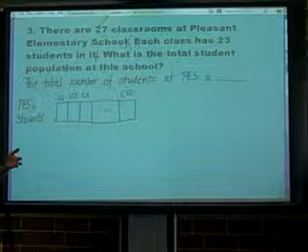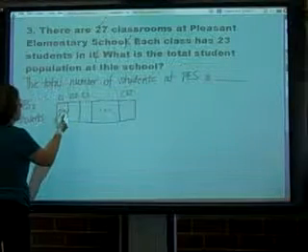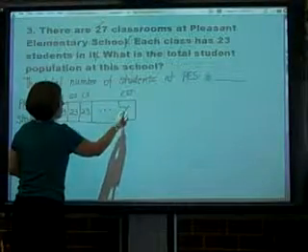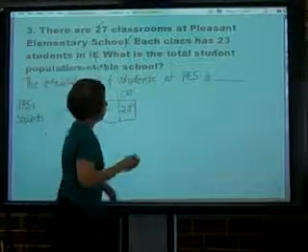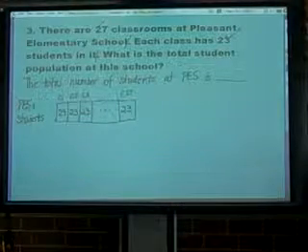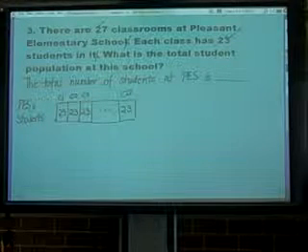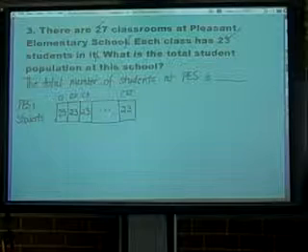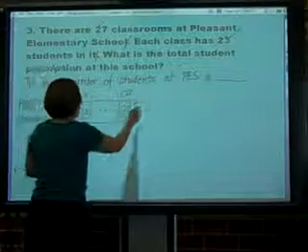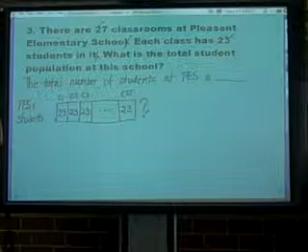So where am I going to show that? In the boxes. I'm going to say in this group there are 23, and in this group there are 23, and in this group there's 23, and in this group there's 23. So I'm showing that, so I'm going to put a check up here. And so I'm to the question, what is the total student population at this school? So where's my question mark going to go? At the end. Because we're trying to figure out the total. We know the parts. We're trying to figure out the total.